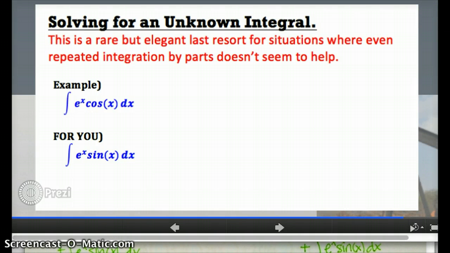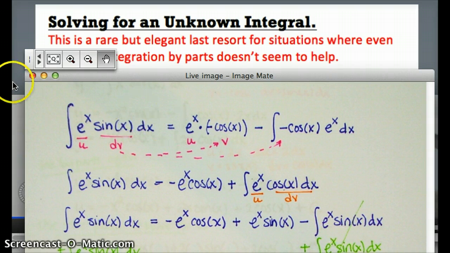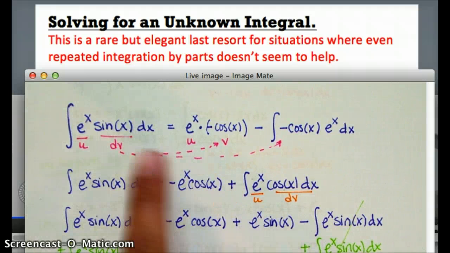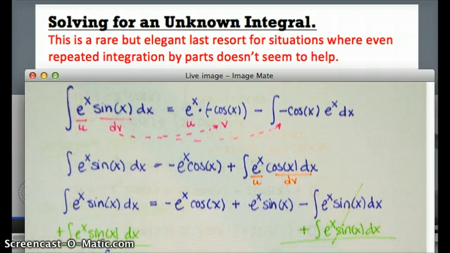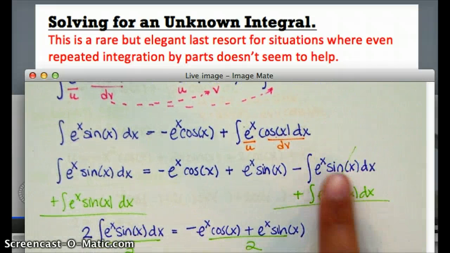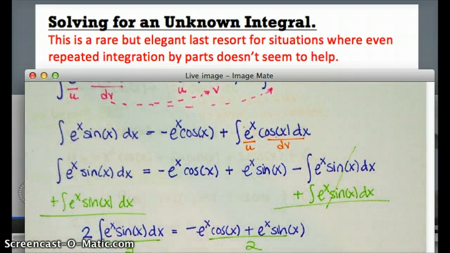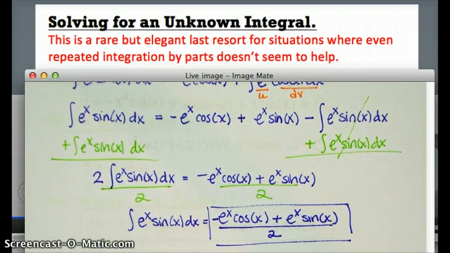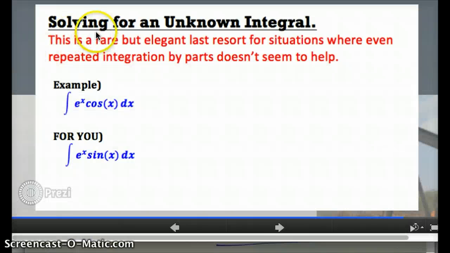So this is very similar. I'll scroll through my work here. This is for the example that you did. These are the first 2 integration by parts, there and there. And then we treat it like an equation, adding this original integral over to get 2 of them, and ending up with an equation. Kind of miraculous. Okay, it's downhill from there.